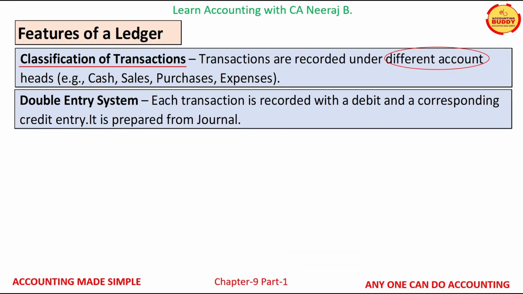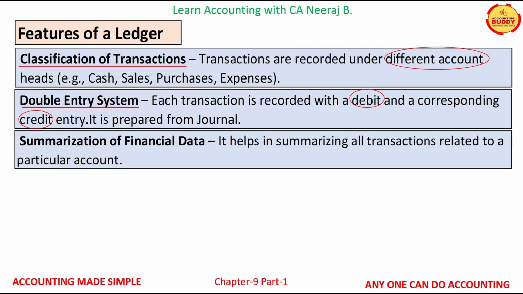Second feature is related to double entry system. Each transaction is recorded with a debit and a corresponding credit entry. It is prepared from journal. Another important feature of ledger is related to the summarization of financial data. It helps in summarizing all the transactions related to a particular account.